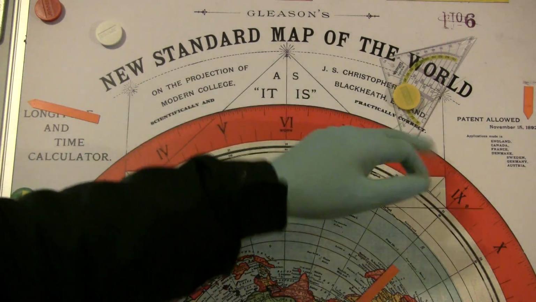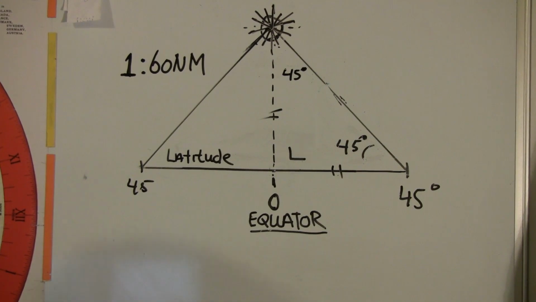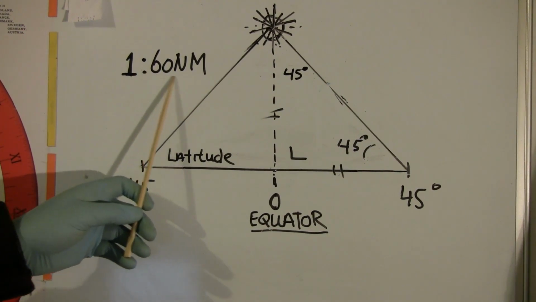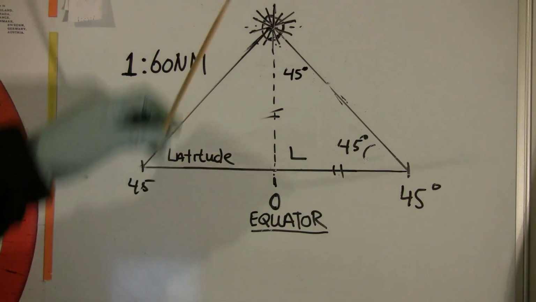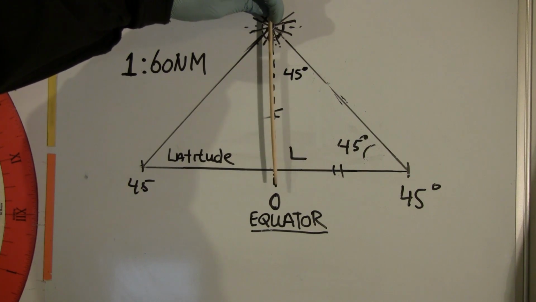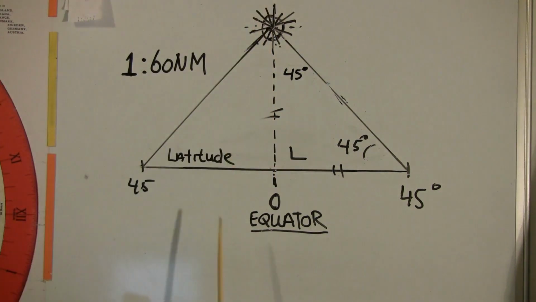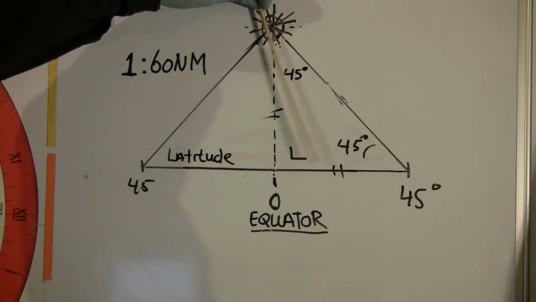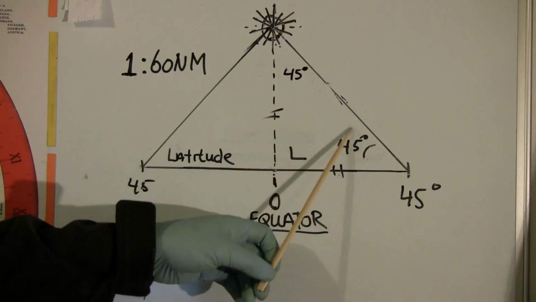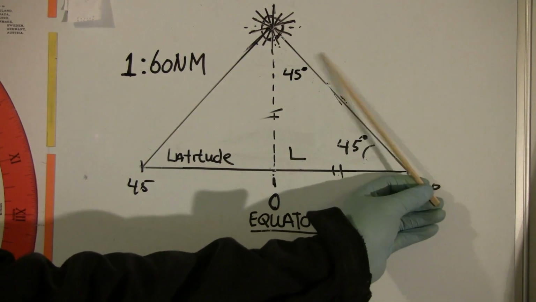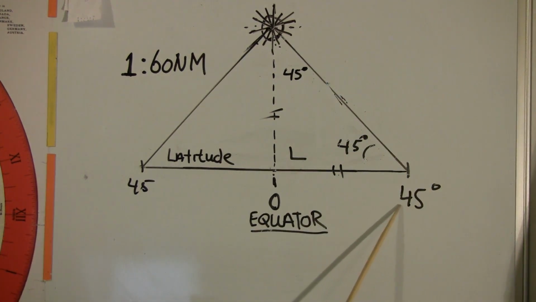Scientifically and practically correct. 1 degree is in reality 60 nautical miles. The 0 degree angle measured from the Sun is the 0 degree at the equator. The 45 degrees measured from the Sun is the same as the 45 degrees measured at the latitude 45 degrees.